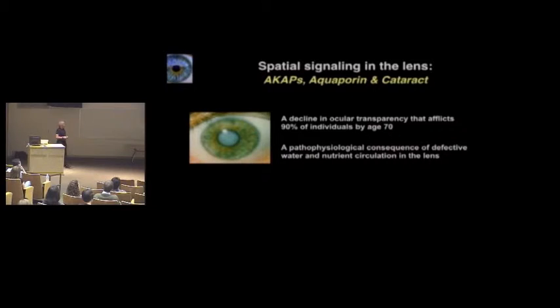What is it? Well, it's a pathophysiological consequence of defective water and nutrient circulation in the lens. If you look at me at the moment, what you're trying to do is process the light in as clear a manner as you can through your lens so it hits the retina, sends signals to your brain, and you realize that somebody's talking to you. And you can see that, even though I'm dressed in black, you can still see it. For that to happen, the light has to go through the core cells of the lens.